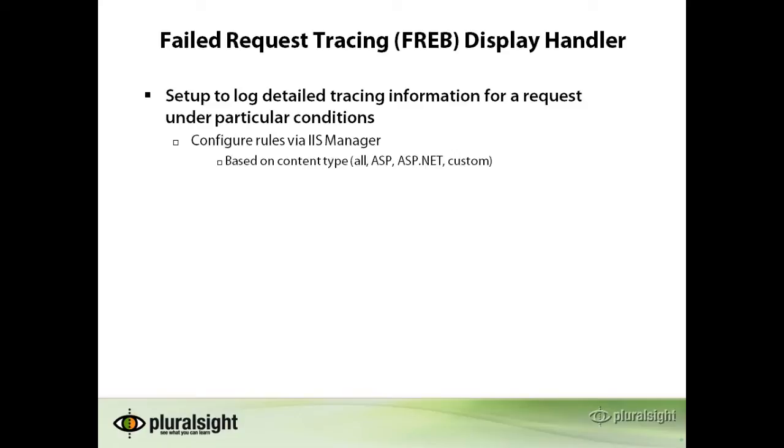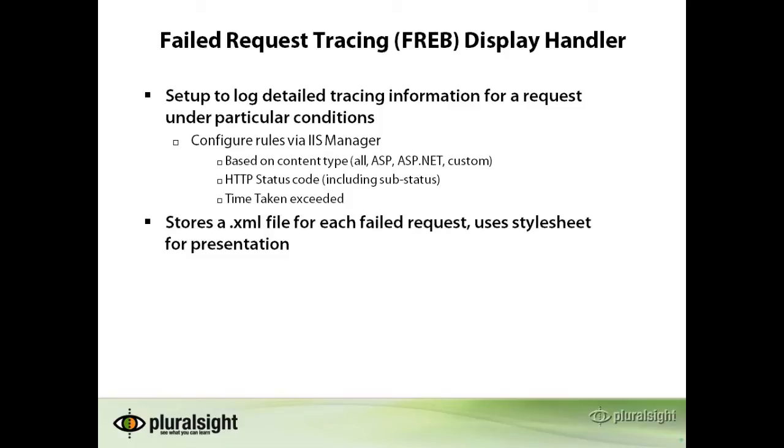So you go into IIS Manager and you can configure what type of content you're interested in, and what particular HTTP status code you'd like failed request tracing to keep. That would be typically a 500, for instance. You can also set the time taken exceeded. So if a page takes longer than a certain number of seconds, it will also save off that failed request.